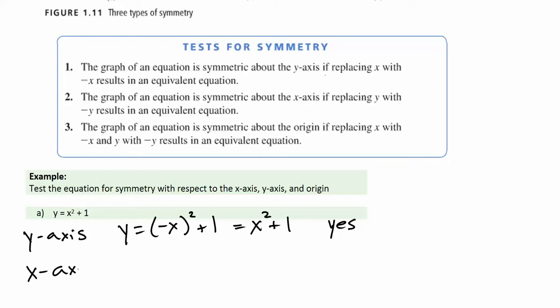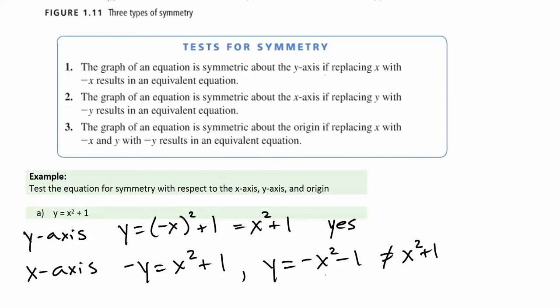Now for x-axis, you do negative y is equal to x squared plus 1. Now if you solve that for y, you would need to divide both sides by negative 1 and you get y equals negative x squared minus 1. Well, that's not what you originally started with, which was x squared plus 1, right? You have minuses there. So you don't have x-axis symmetry.